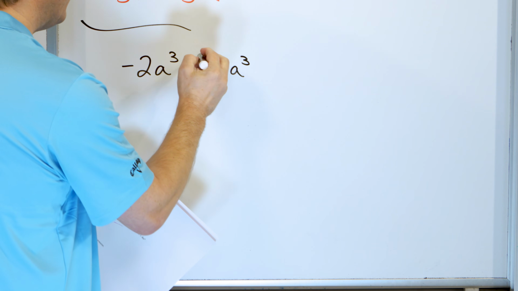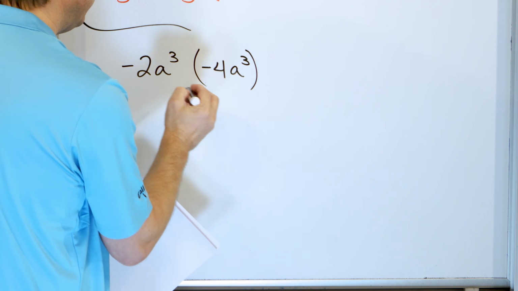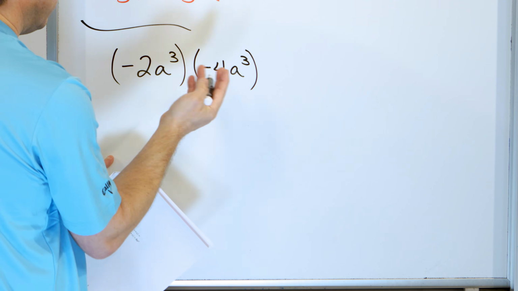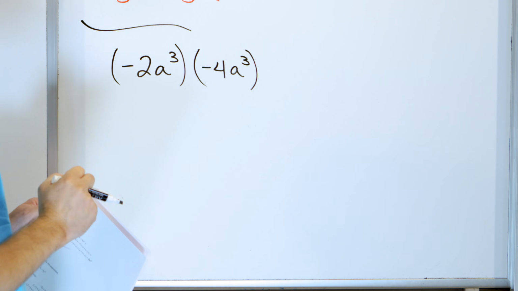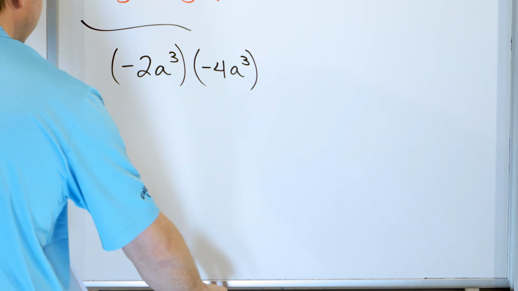So it's better when you have negative terms to wrap them in parentheses, and if you want to, you could wrap this in parentheses too. You don't have to, but you could. And this is very clearly that this term is multiplied times this term. So what do you think we will get?